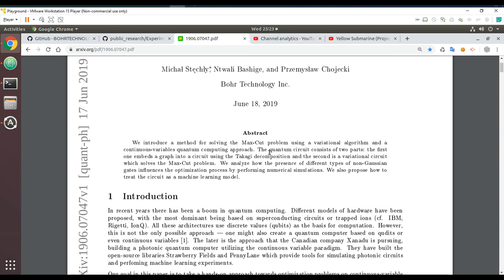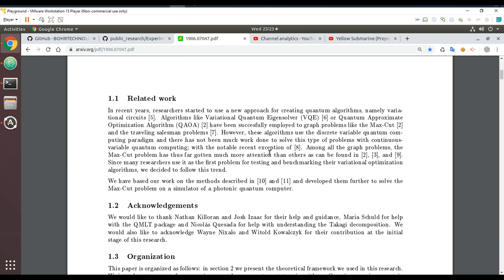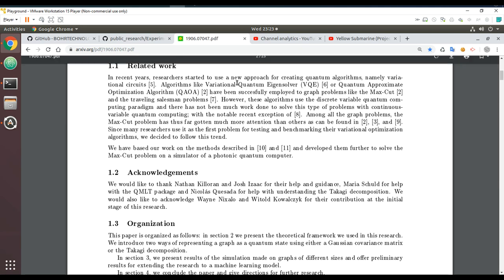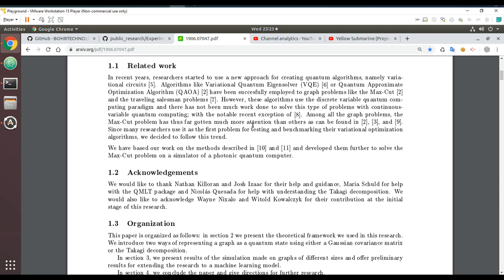From June this year. It's interesting. Related work, acknowledgements. Variational quantum algorithms like VQE and QAOA have been employed for graph problems like MaxCut, using the discrete variable quantum computing paradigm, and there has not been much work done to solve this with continuous variable quantum computing. Benchmarking the variational optimization algorithm, we decided to follow this trend. We have based our work on the methods described in 10 and 11 and developed them further to solve the MaxCut problem on a simulator of a photonic quantum computer.